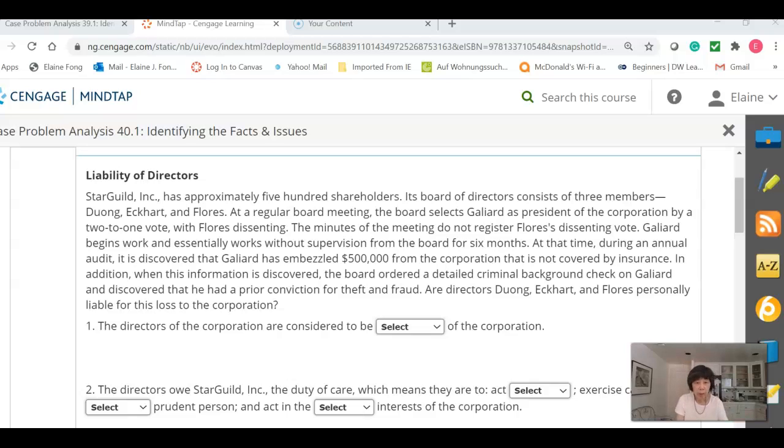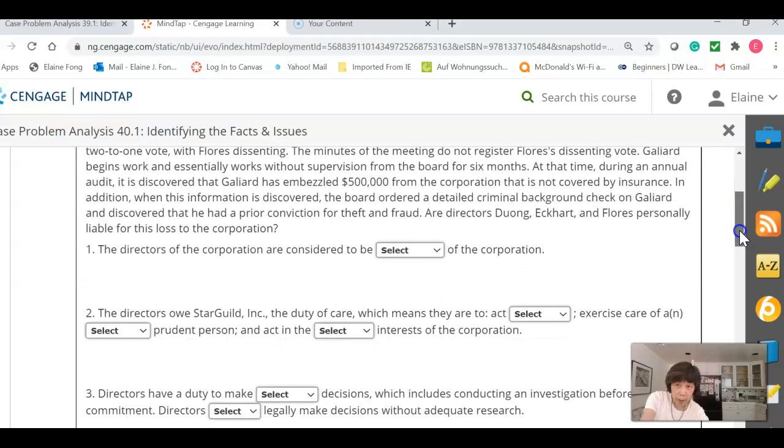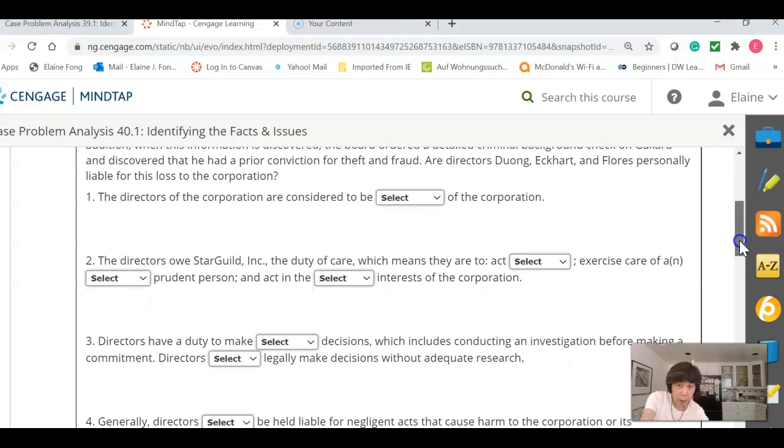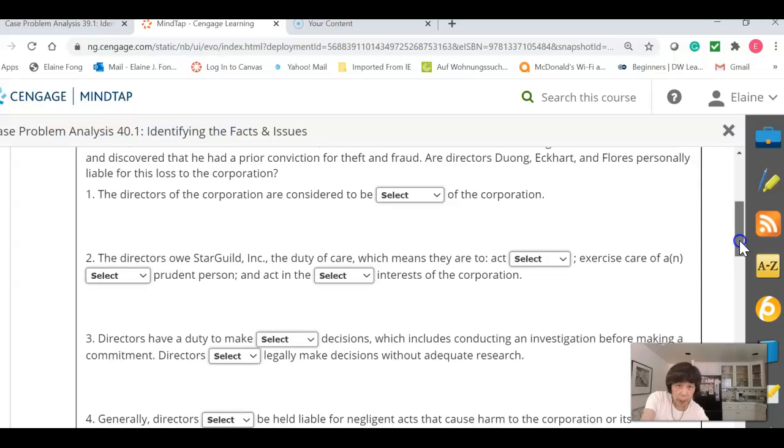So let's proceed through the questions. The first few are basically some questions about the law and the facts that we have in the pattern. So let me scroll down a bit. I'm sorry I had to move so I had a better position to do this, but I'll try to move back. All right, so number 1.